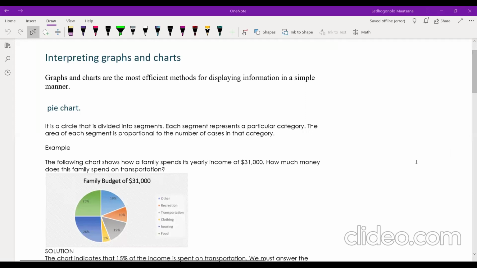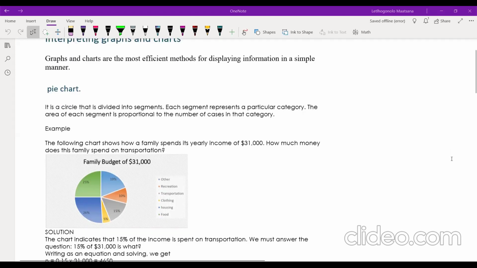In this lesson, we're going to be talking about graphs and charts. Graphs and charts are the most efficient methods of displaying information in a simple manner. We will be looking at different types of graphs and charts.